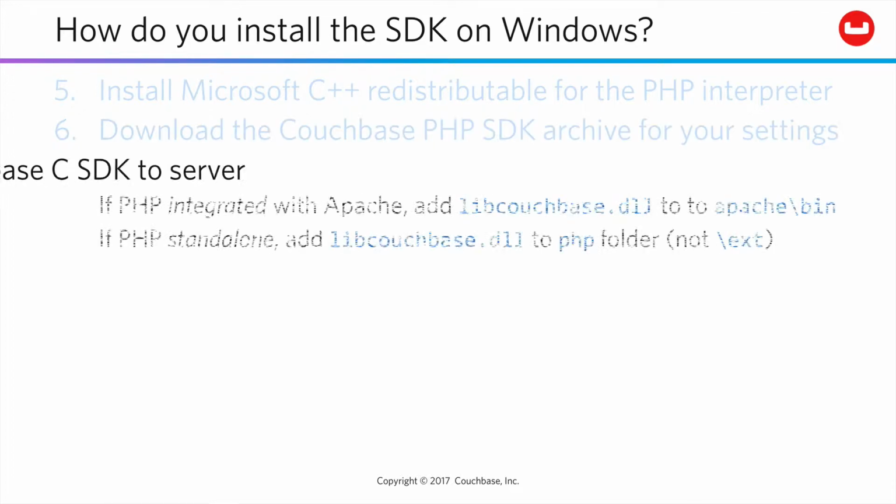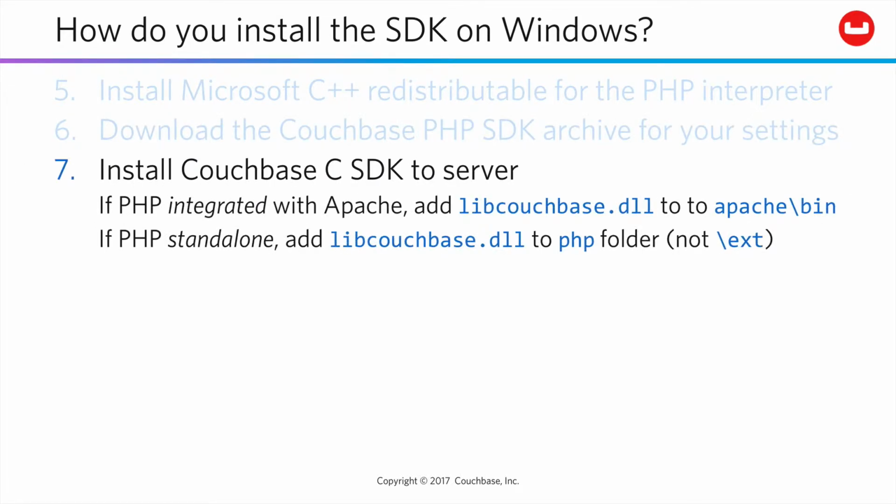Then you'll install the Microsoft C++ redistributable for your PHP interpreter, and then download the Couchbase PHP SDK archive. It contains several files, including libcouchbase DLL, which is our C SDK. You're going to install that to the bin folder on Apache if you're running PHP integrated with Apache, or if you're running PHP standalone, drop it in the PHP folder, not the extension folder, or drop it somewhere where you know that the executables for PHP or Apache as appropriate have access to it.